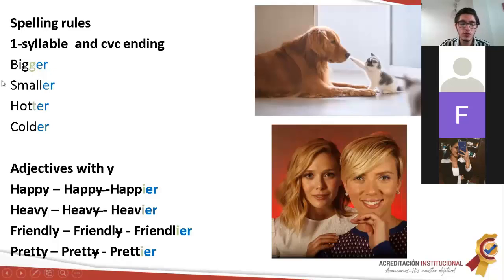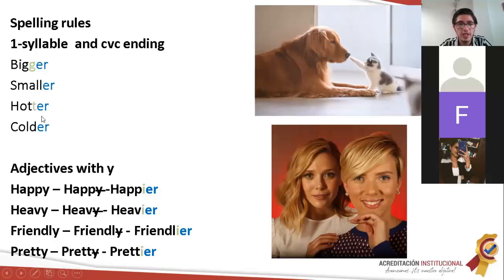But let's look at small. Small, as we can see, is one syllable. But now let's see if we have the CVC ending. A is a vowel, excuse me. We have L and L, a double L. It's going to be two consonants. So this doesn't have the CVC ending, so you're not going to double the last consonant. But for example, we have hotter. Hotter, in this case, you need to double that.